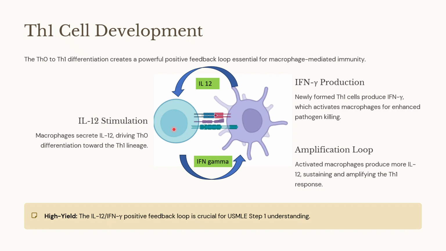Once it gets converted to T helper 1, it will produce interferon gamma. This interferon gamma will convert the macrophages into activated macrophages such that they will produce more interleukin 12, and more T helper 1 cells are formed, which will form more interferon gamma, and therefore this is a continuous powerful positive feedback loop. These activated macrophages will have enhanced pathogen killing and will kill the pathogens that they have phagocytosed. This positive feedback loop is crucial for USMLE Step 1. This is what T helper 1 cell development is about.